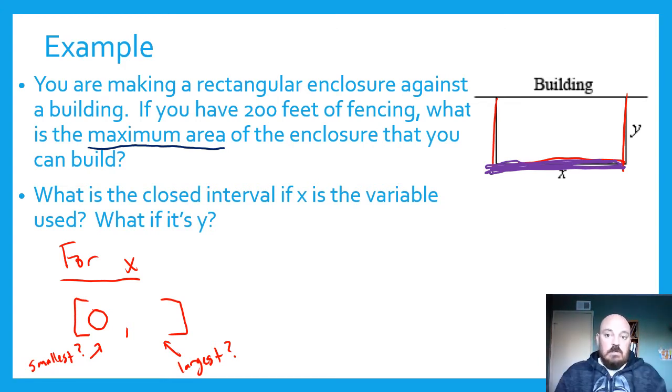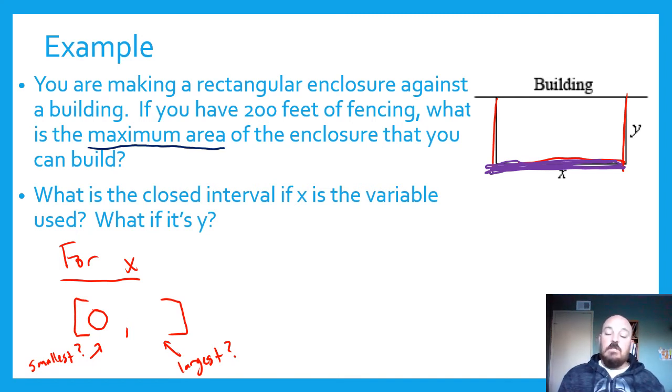So really what I could do is I could say, let's just make x 0. Let's take the whole 200 feet and put it on the other two sides. It wouldn't build a very good enclosure. They would actually be stuck together. But theoretically, it's possible. So the smallest x could be is 0.